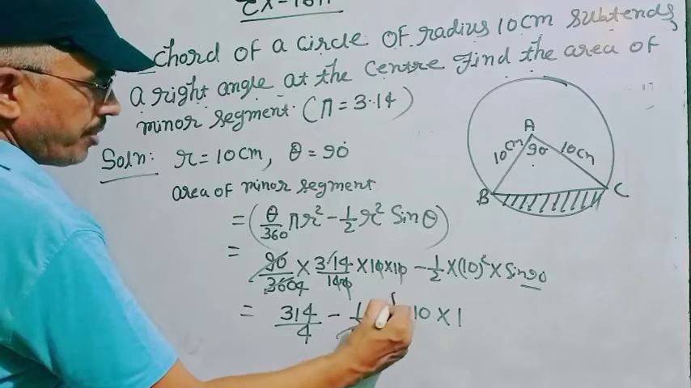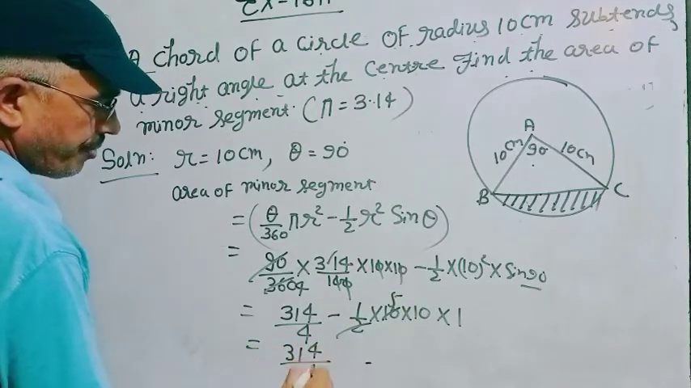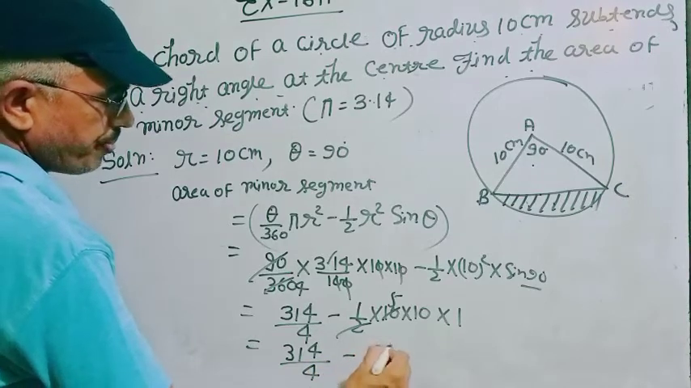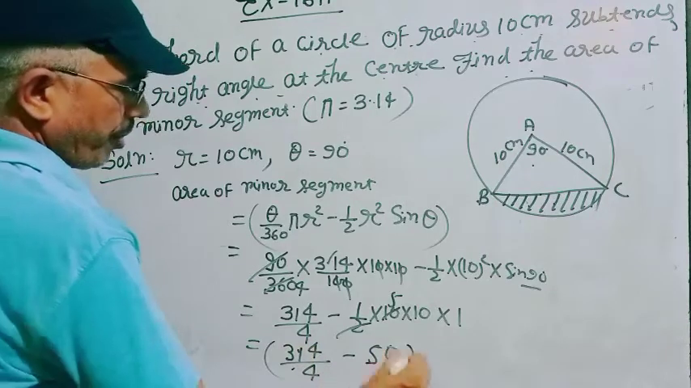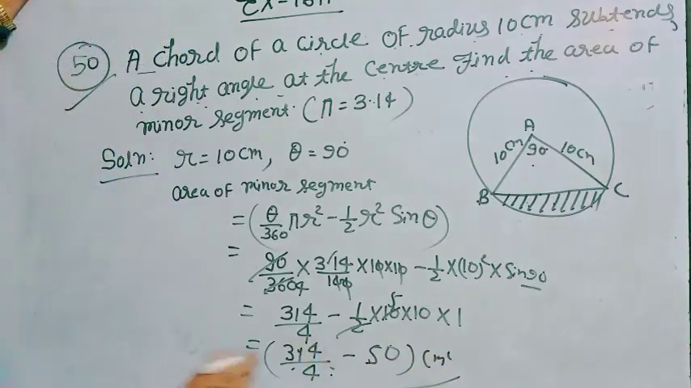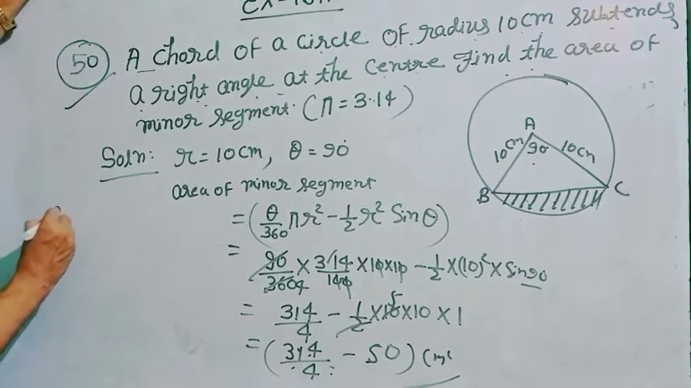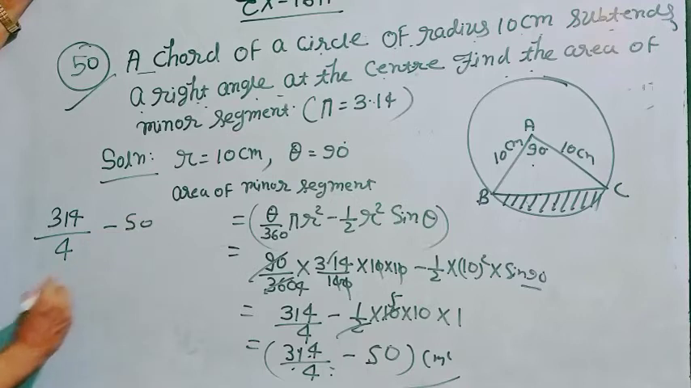Then cancel the 5. So here it is 314 by 4 minus 50. You divide it and then you write the answer of the solution. So first you divide 314 by 4 and subtract 50. It is your answer, in cm square. It is the answer of the minor segment.